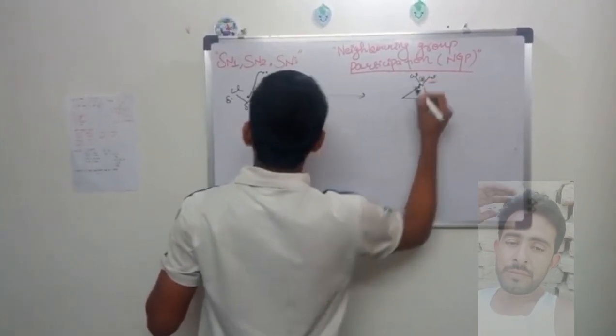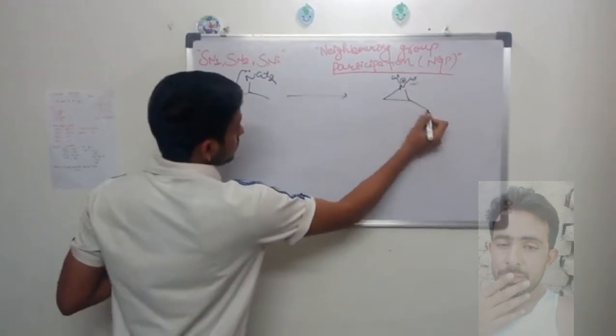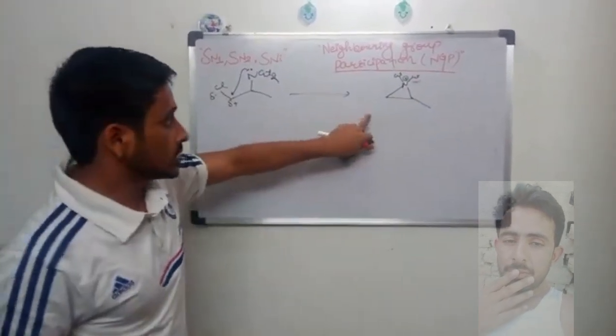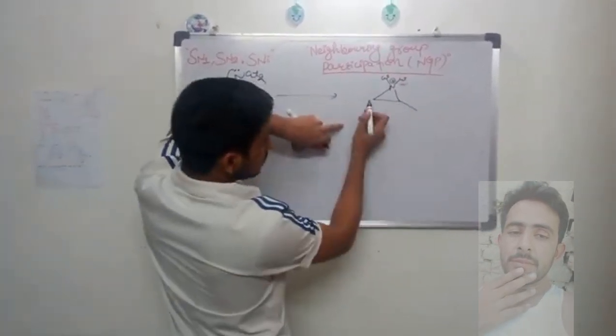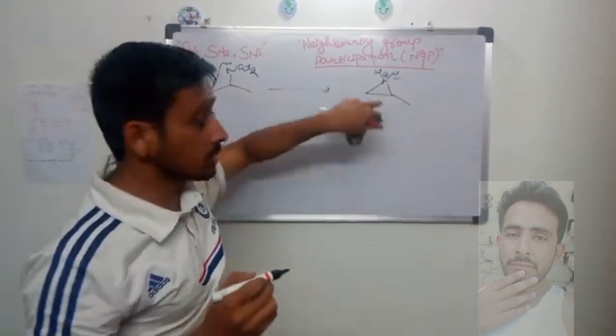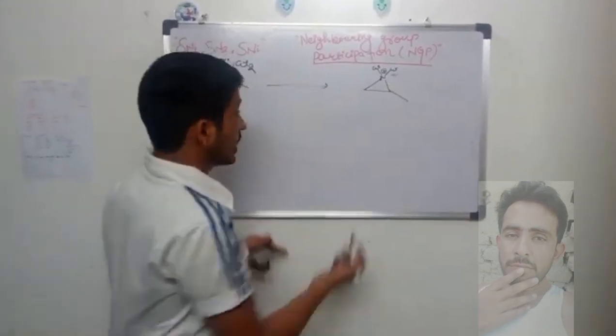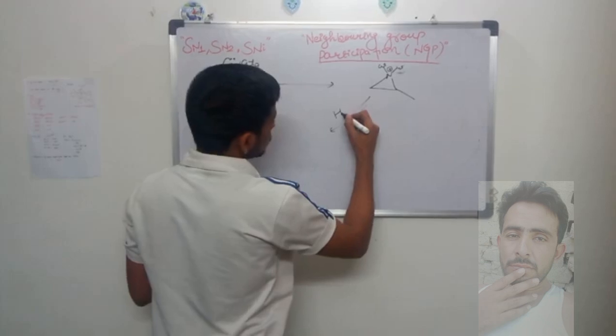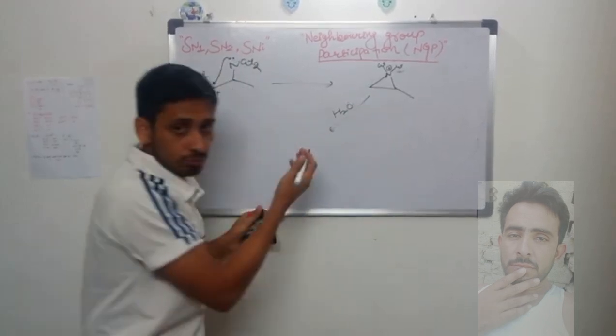So it has a positive charge. Okay. Now there are two possibilities. Nucleophile can attack here also, nucleophile can attack here also. But it also depends on the type of nucleophile. If we are adding H2O, as we know, it is a weak nucleophile.